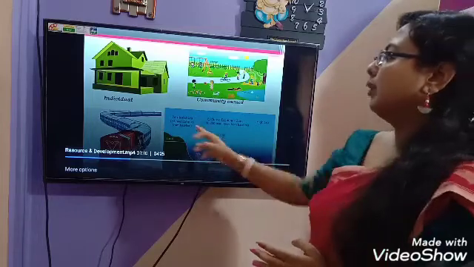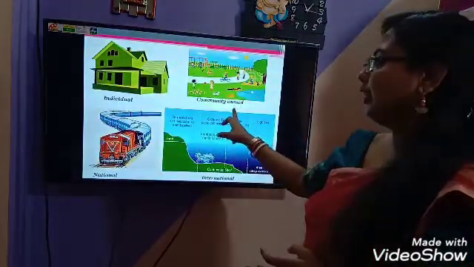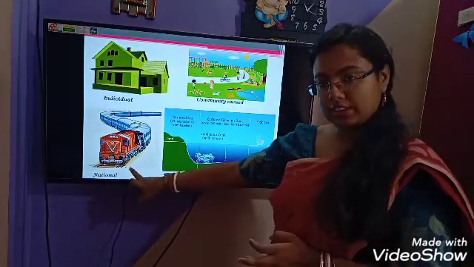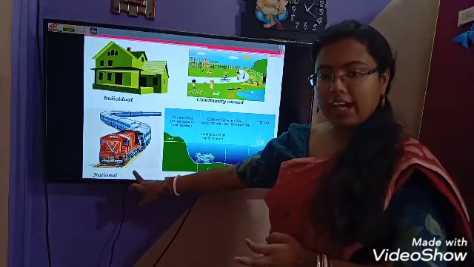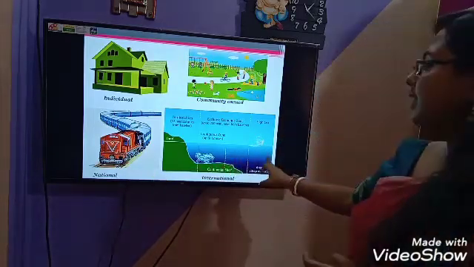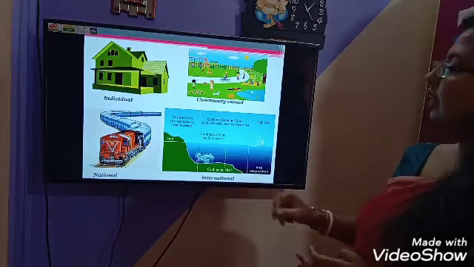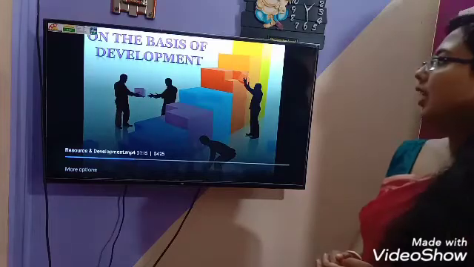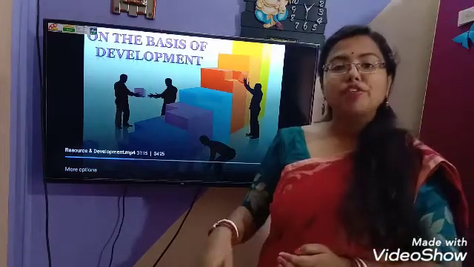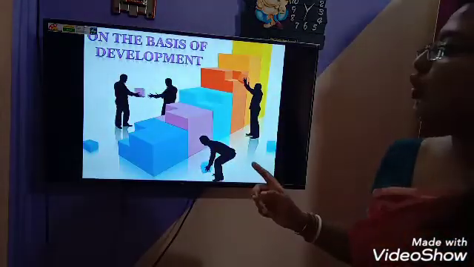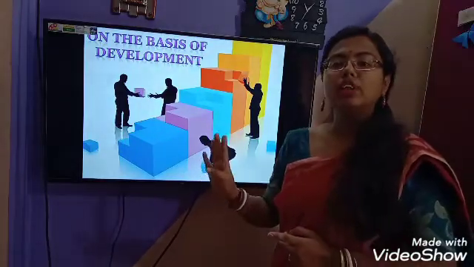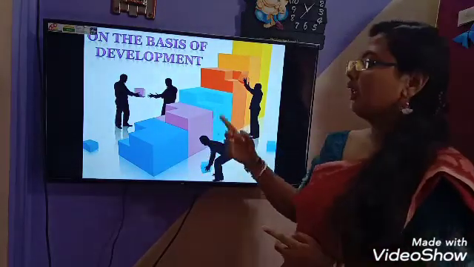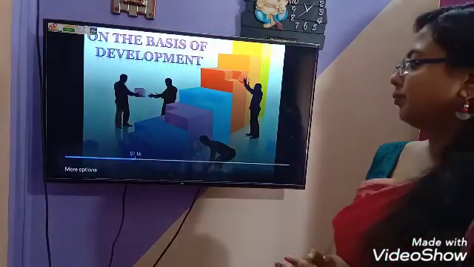These are some examples of individual, community based, and national resources, like our train and national highways, and international resources. Next. Now, on the basis of development, here also we will get 4 types of resource. Let's start with the first one.